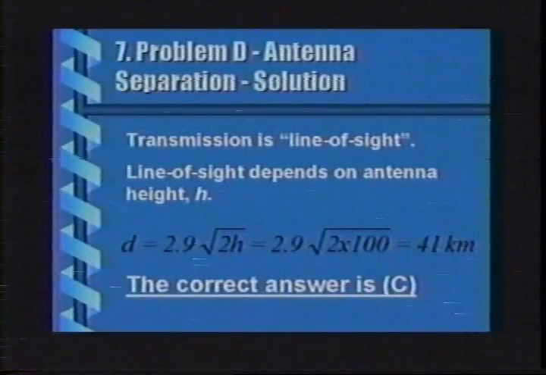Well, we simply plug in the height given in the problem and solve to find an antenna separation of 41 kilometers. This is one of the choices in the problem, so the correct answer is selection C. And that concludes this very simple problem.